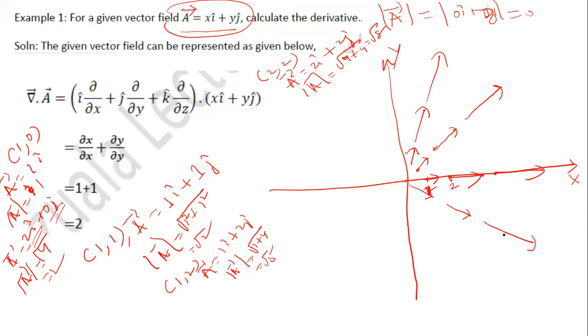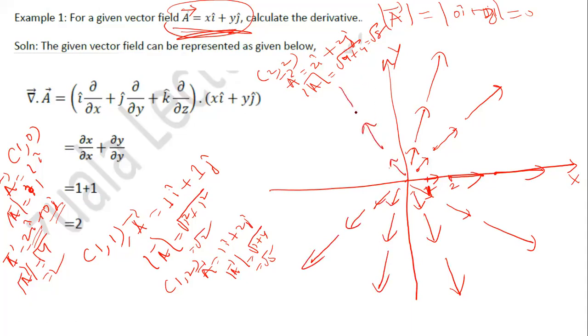So this is the kind of vector you would have using this mathematical representation. If you plot this vector, this is what you will be having. As you move away from the origin, the length of the vector, or the magnitude of the vector, increases. I hope you agree with me when I say that the length of the vector increases.